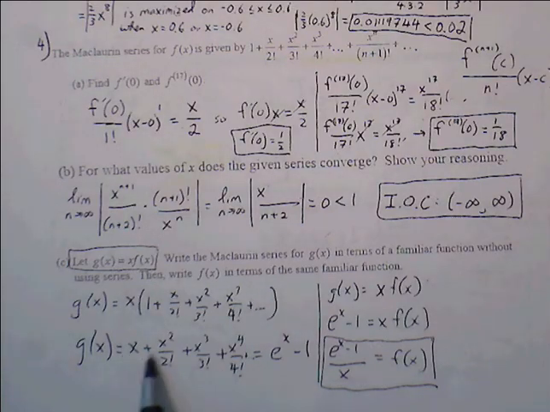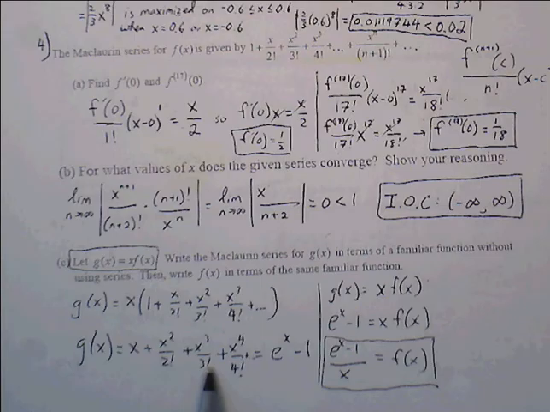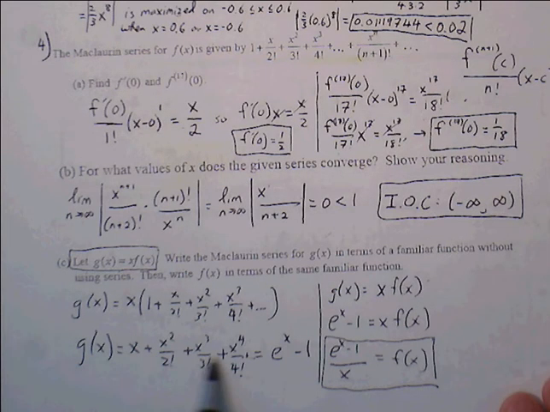So we get x plus x squared over 2 factorial plus x cubed over 3 factorial plus x to the fourth over 4 factorial. Now if we look, this looks a lot like the first few terms of e to the x. But e to the x starts off with a plus 1 in front. So really, this is essentially e to the x without the 1 in front. So we can think of this as e to the x minus 1. If I take away the 1 from e to the x, then this is the series that I'm going to get.